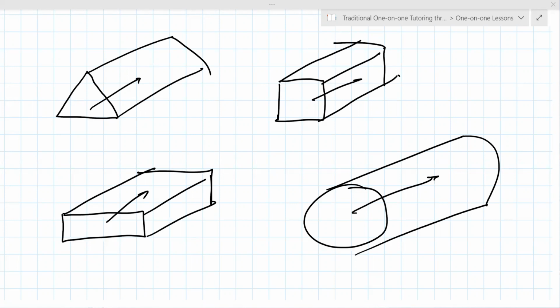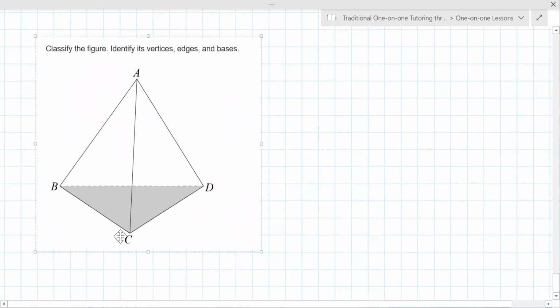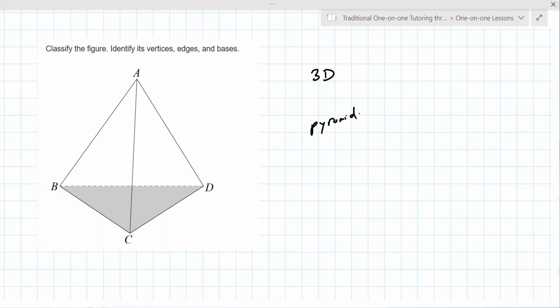Classify the figure. Let me snip this in. What does this look like to you? I'm not sure if you can see. This looks like a kite. Okay, it does because it's kind of cut right through. This is actually 3D though. This is actually a pyramid. Oh, now I see it. That's an awful way of making it look like a pyramid, in my defense. Yeah, it's not great. But what is the base? What is the base shape here? A triangle. Triangular. So this is a triangular pyramid.